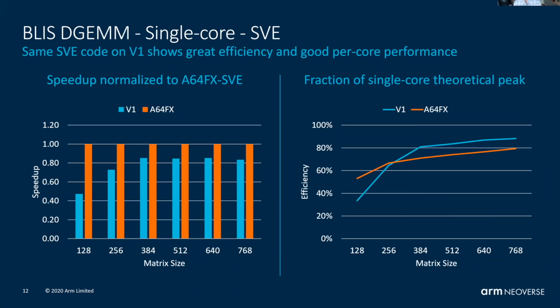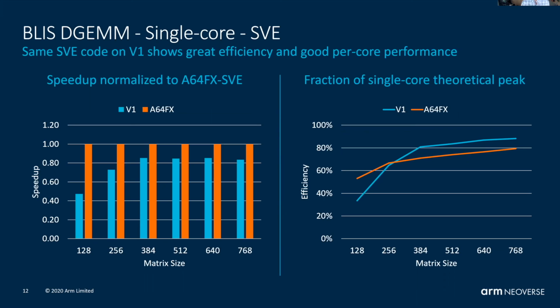If we look at the DGEMM performance over a range of matrix sizes, we see that the V1 surpasses the A64FX for these sizes at about 256 bits. I think this is no surprise given the way that the kernels are implemented. It just kind of makes sense. It lines up with the V1 architecture very nicely, very quickly.